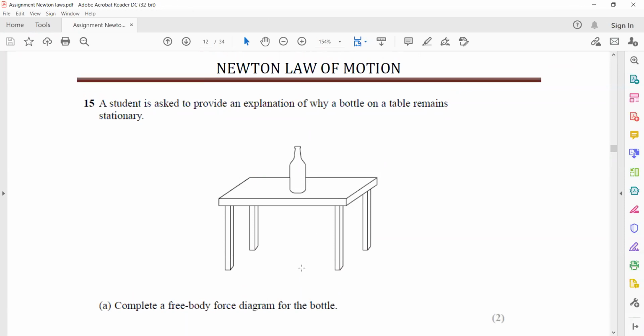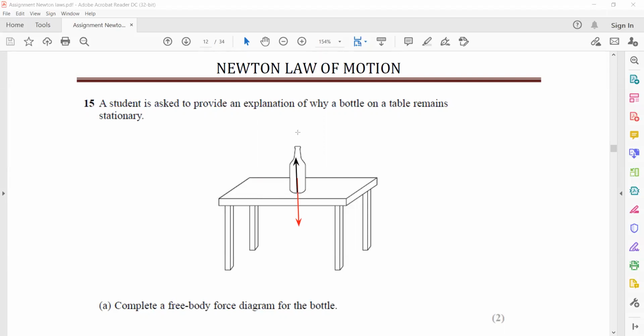A student is asked to provide an explanation of why a bottle on the table remains stationary. Complete the free body force diagram. So if you want to complete the free body force diagram, first there is a downward force, the weight of the bottle, which is acting on the table, and then there is a normal contact force by the table on the bottle, which is acting upward.